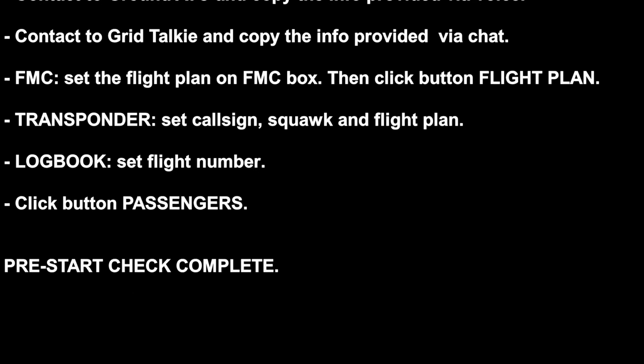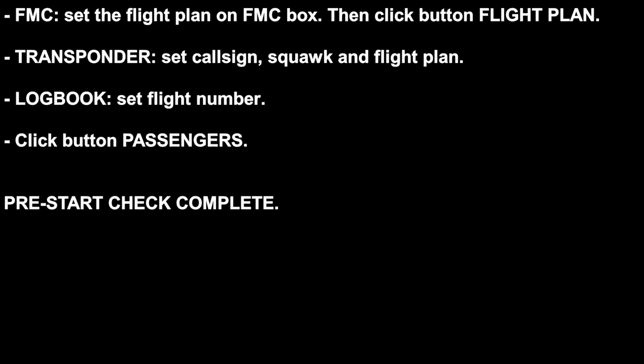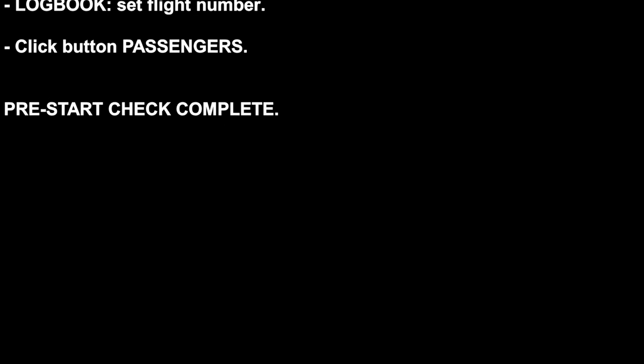FMC, set the flight plan on FMC box. Then click button Flight Plan. Transponder, set call sign, squawk, and flight plan. Logbook, set flight number. Click button Passengers. Pre-start check complete.